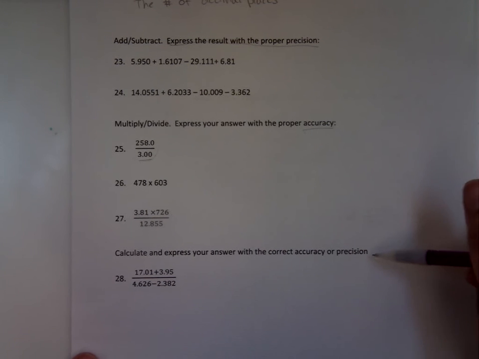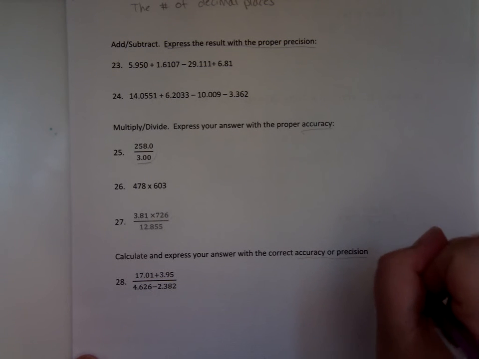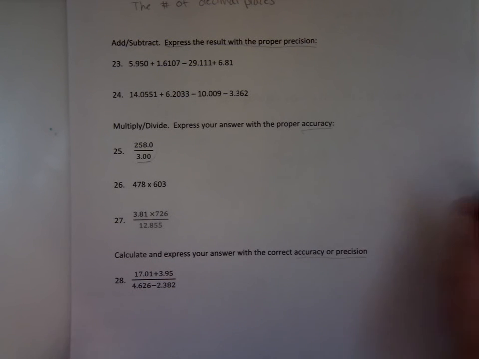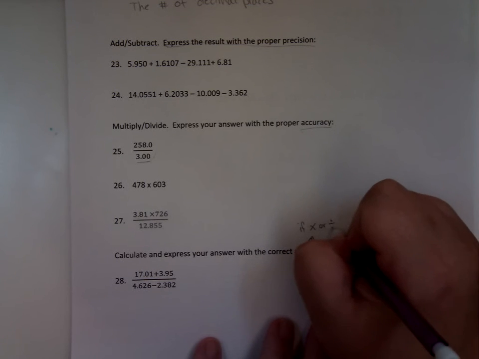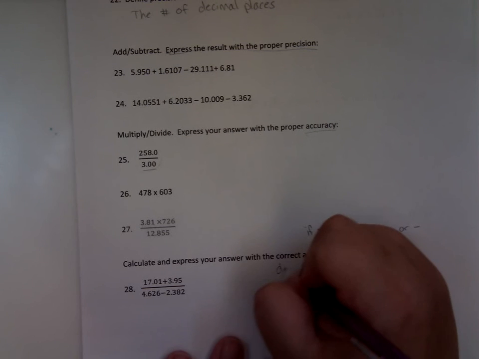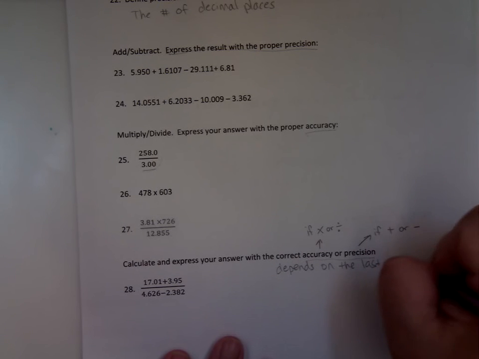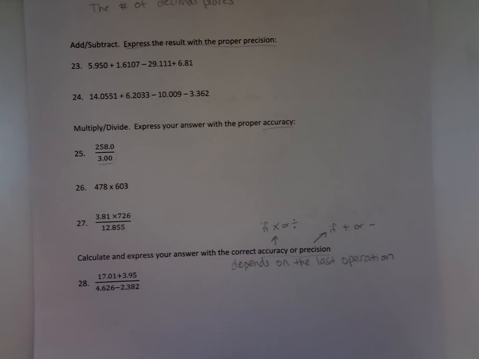And then here, you do everything out, and whether you go by decimal places or significant digits depends on the last step that you do. So in this case, we're going to add and subtract first and then divide. And so you go by accuracy if you multiply or divide, and you go by precision if you add or subtract. So it depends on, I'll write this down, depends on the last operation. Whatever arithmetic operation you do last is what you go by for rounding. Okay, good. Next.